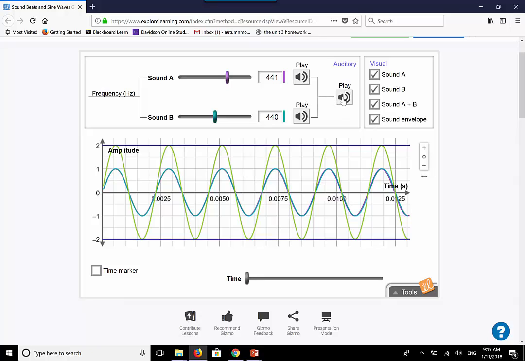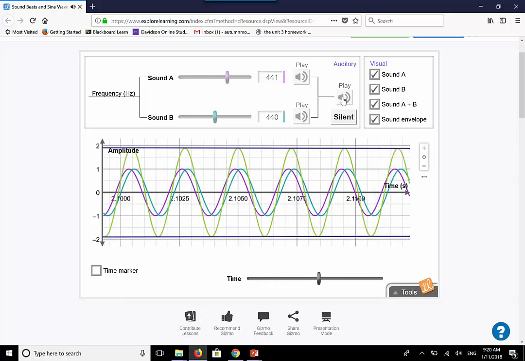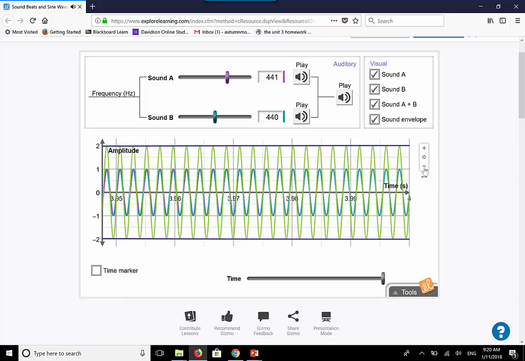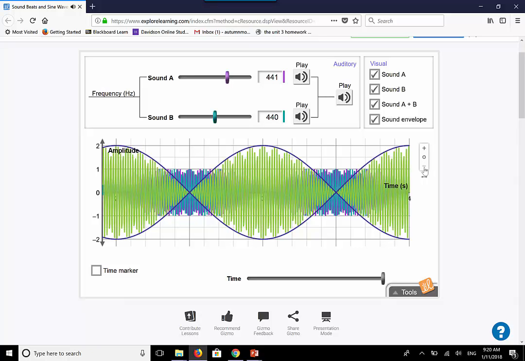So if we go ahead and play this, you can see how they get a little bit out of phase as we go, and you can hear the beats going on. Didn't hear much of a beat there because they're so close to each other. Went wow, wow, wow, wow. If we zoom out for a minute, you can see that this is the beat frequency. Blue outline of the green wave in the center shows us the beat frequency.